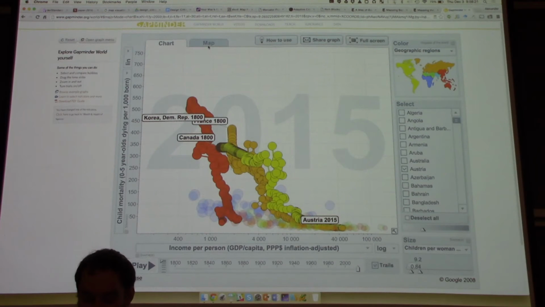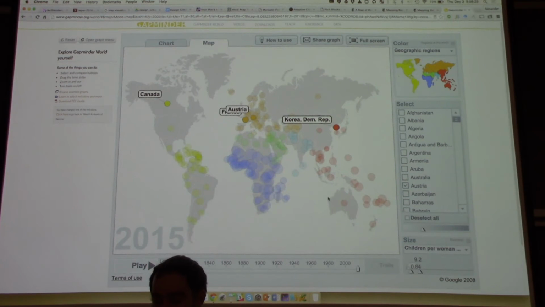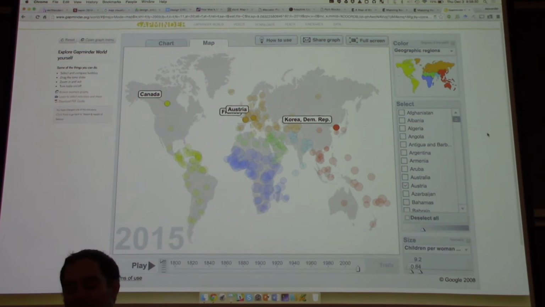There's also a map view. And of course the map view cannot show you the correlation between two items or between three items, but only one item, so here you have the geographic context.